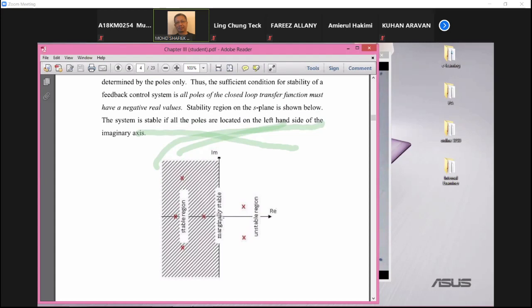If one root lies on the imaginary axis of the S-plane, then we say that the system is marginally stable. For a stable system, all poles must be on the left of the plane. This is called the S-plane of a complex number.